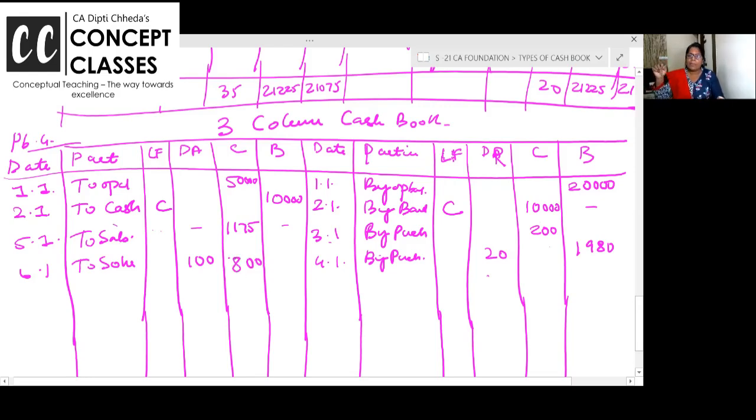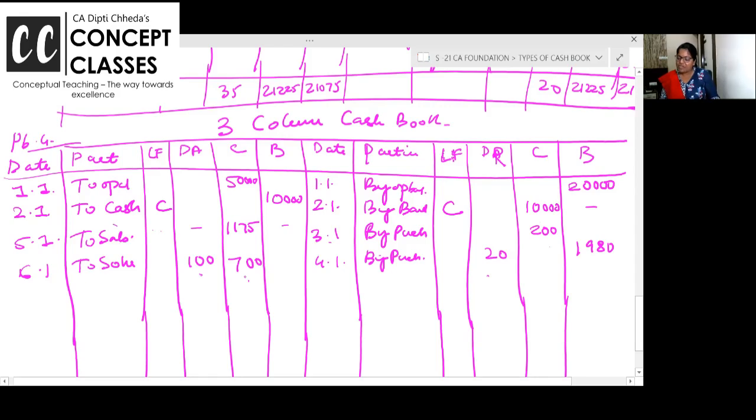In 800, we have allowed 12.5% discount. So he will give you a check of 700, and discount allowed is 100. Why am I putting 700 in the cash column? One second. Yes, 100 rupees is discount allowed and 700 cash.